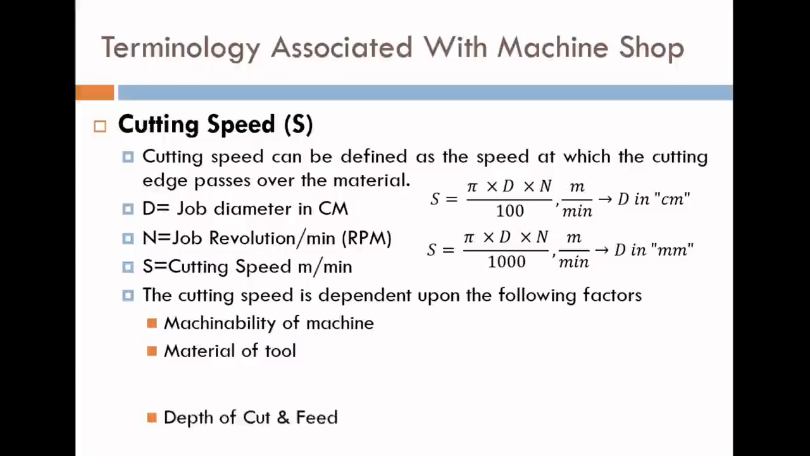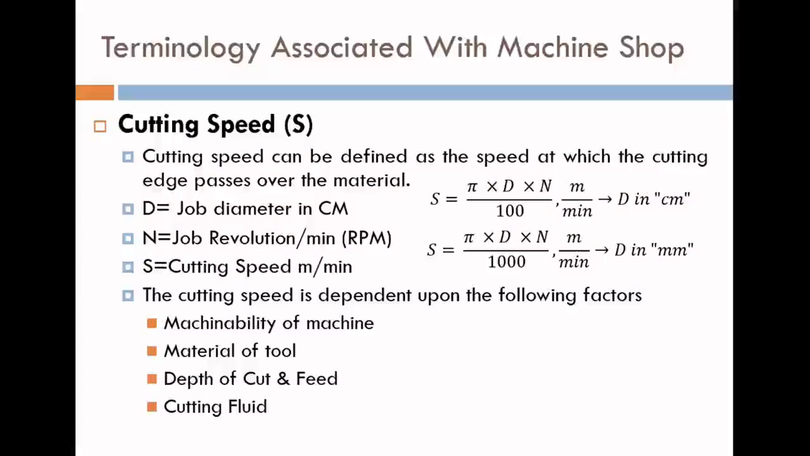The third one is depth of cut and feed. For less depth of cut and feed, we can keep a higher cutting speed. Less cutting speed is adopted when depth of cut and feed are more. The next one is the cutting fluid. A higher cutting speed can be kept when cutting fluid is used. So these are the 4 factors we consider for the cutting speed.